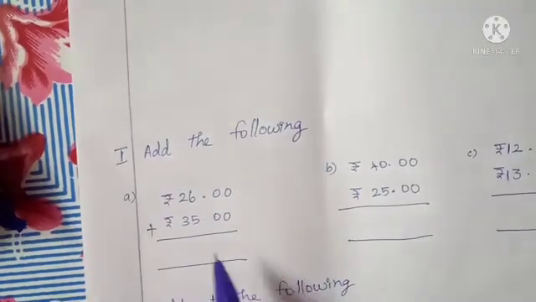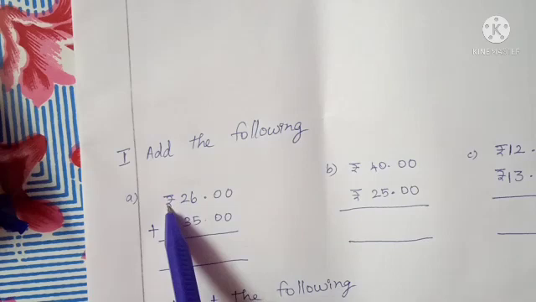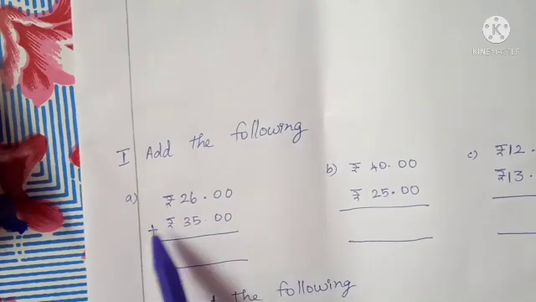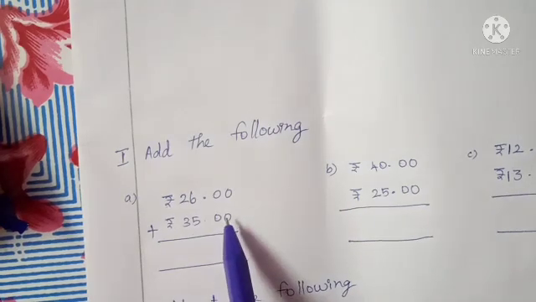Here add the following. First one, sum. I take here the number, cost of rupees. So here use the symbol for money. Then do the addition. So first one, 26 rupees and 35 rupees. So you do that add.